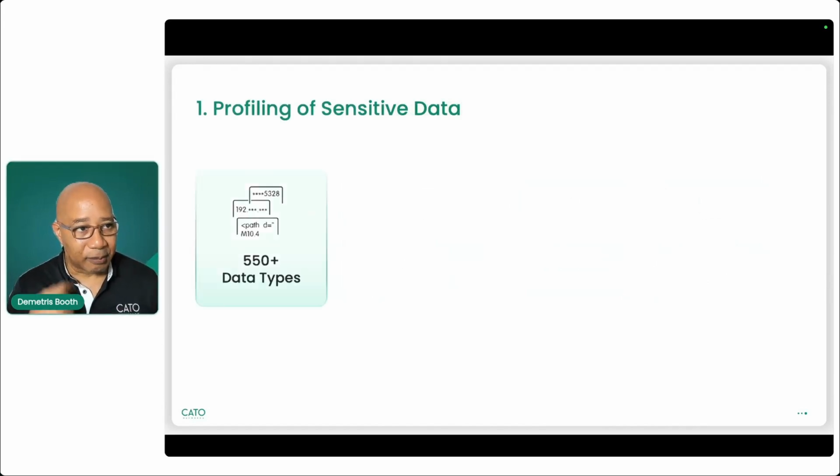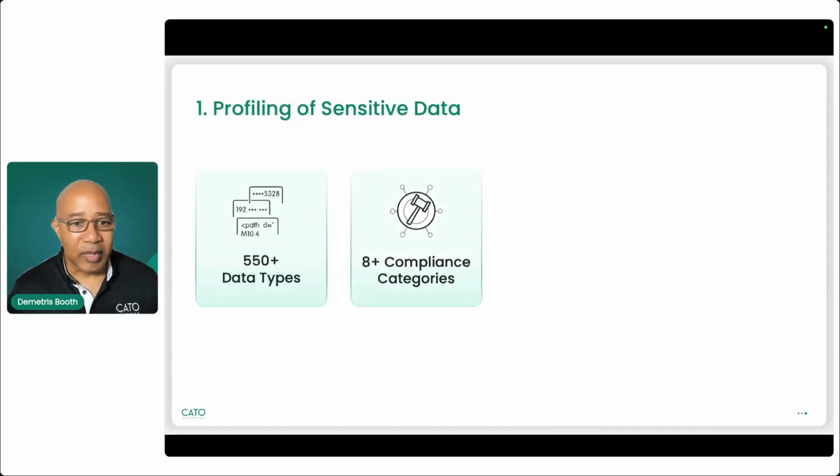So let's first begin with the profiling stage. Our DLP supports more than 550 data types out of the box. We're talking social security numbers or national ID numbers, credit cards, and so forth. These data types are grouped in 8 compliance categories, and we're talking PII, PCI, HIPAA, and more than 30 country-specific categories.